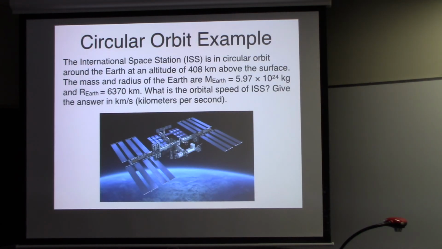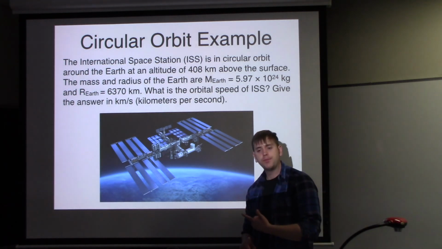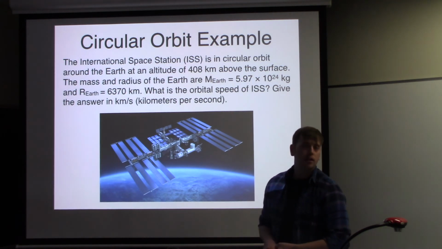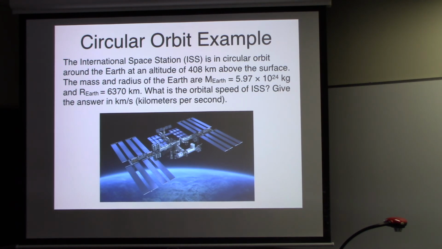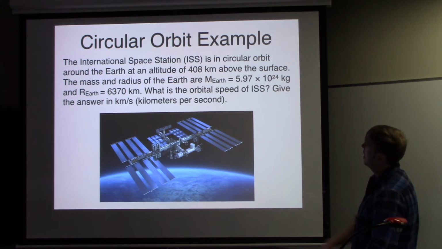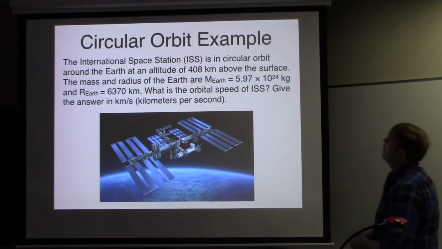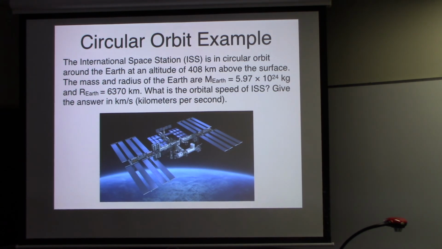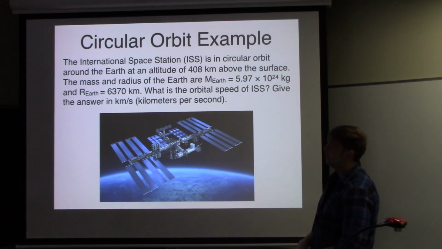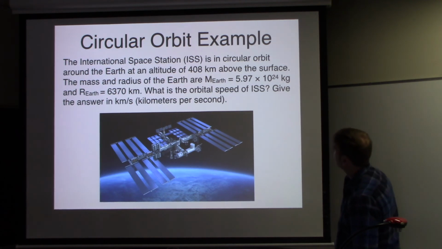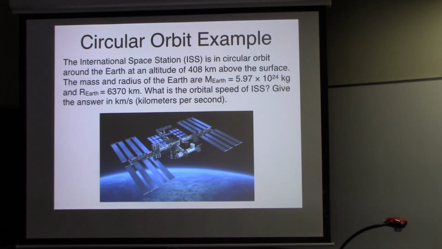With that said, I think we're ready to do an example, because we know how to deal with gravity and we know how to deal with circular motion, so we should be able to deal with a circular orbit. The International Space Station, ISS, is in a circular orbit around the Earth at an altitude of 408 kilometers above the surface. So that's how high off the ground this satellite is. The mass and the radius of the Earth are given here. The mass is 5.97 times 10 to the 24 kilograms. The radius is 6,370 kilometers. The question is, what is the orbital speed of the ISS? So how fast is it moving as it goes in a circle around the Earth?